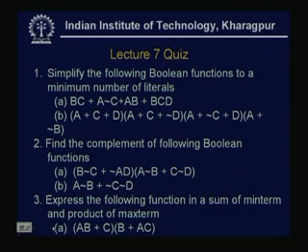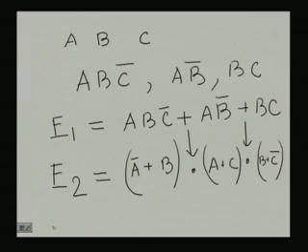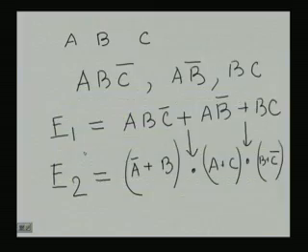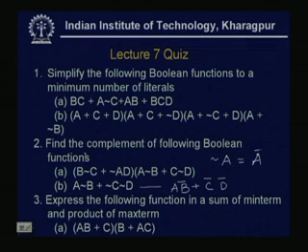Another, the third one, is to express the following function as a sum of min terms and product of max terms. As I just mentioned, the two important properties are that any Boolean function can be expressed as a sum of min terms or product of max terms. Always it is true. So, based on these two properties I have given this question, that express the following function as a sum of min terms, because this is given as a product of max terms.